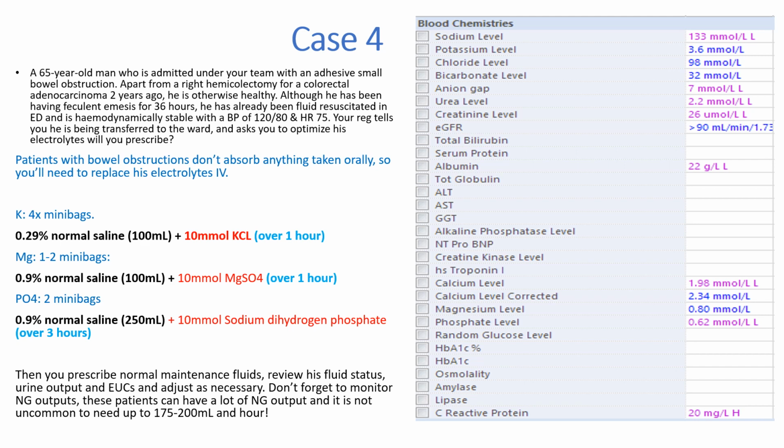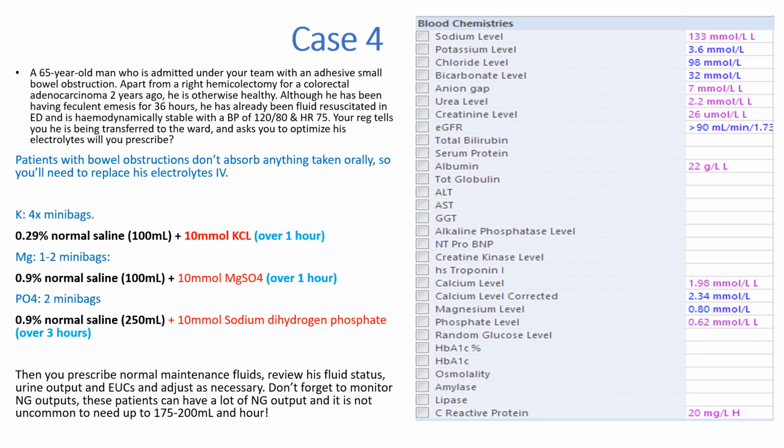Then you would prescribe normal maintenance fluids, review his fluid status, urine output, EUCs, and adjust and replace as necessary. For a patient with a bowel obstruction, don't forget to monitor NG outputs. These patients can have a lot of NG output, and it's not uncommon for them to need higher amounts of fluids. Let me quickly unpack that for you for a moment.